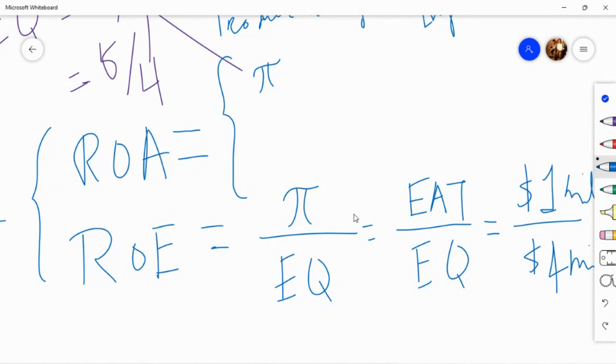So it only makes sense to take the ratio between the EAT, net profit, and equity for return on equity. Now think about it. Anyway, this $1 million profit is the result of the workings of $10 million assets. It's the result of the workings of the plant and equipment, which was 9 million, and the working capital of 1 million. So total assets of 10 million.